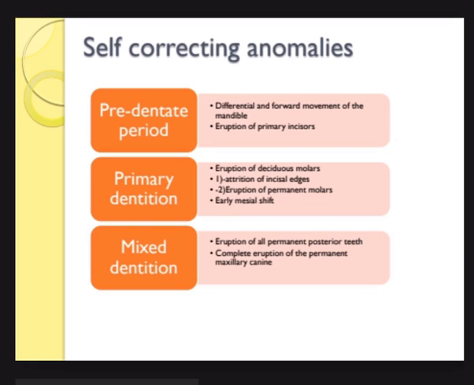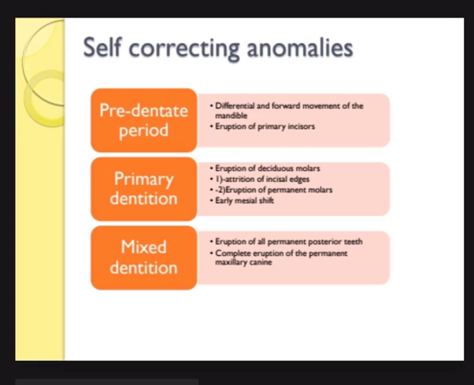So during this establishment of occlusion, during the various phases, pre-dentate period, primary dentition period, mixed dentition period and all, you will get various self-correcting anomalies. One of the self-correcting anomalies which I already told you is your ugly duckling stage or broadband phenomenon. That is a self-correcting anomaly.